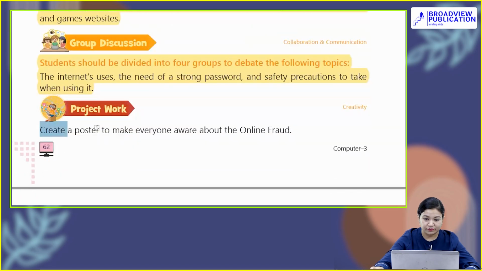Project work. Create a poster to make everyone aware about online fraud. So you have to make a poster and you have to put things like how people are getting spammed by other people online.